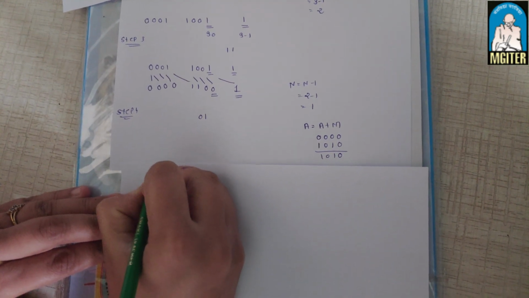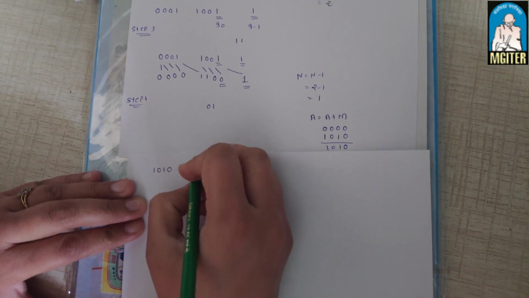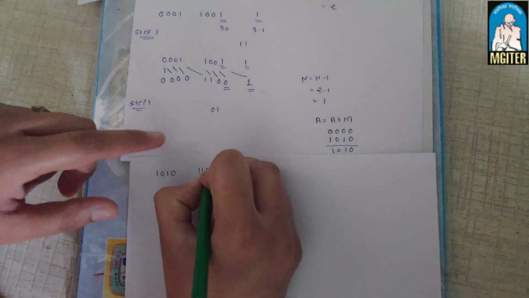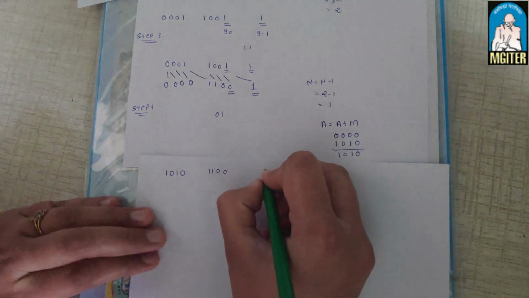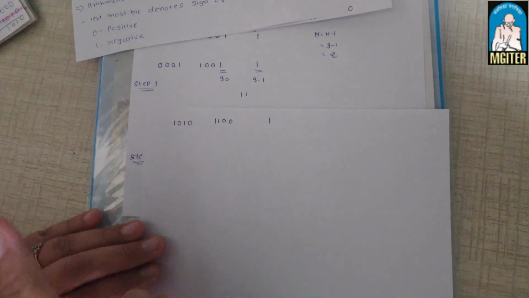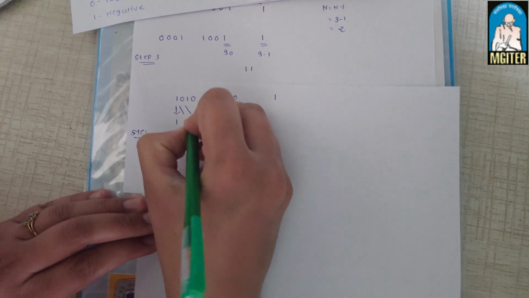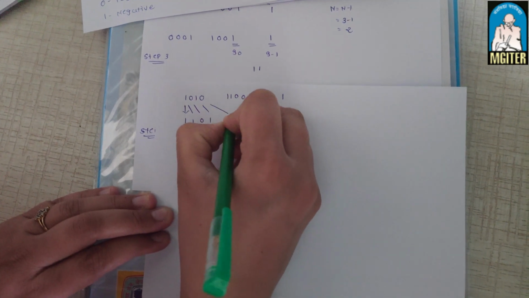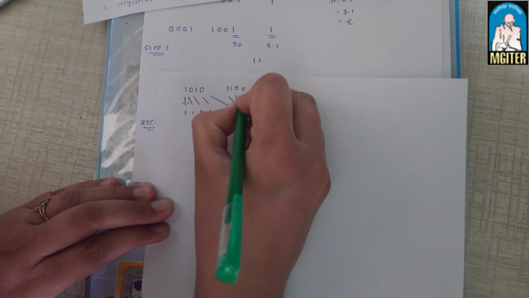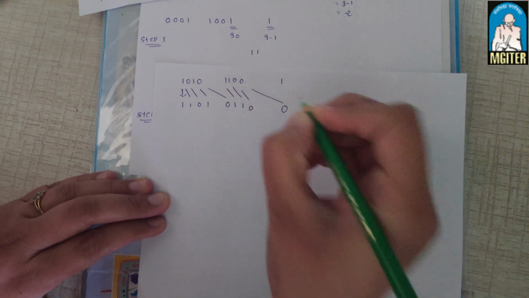Our A is 1, 0, 1, 0 and our Q is 1, 1, 0, 0, which we got in the last step. Here 1. So we perform A is equal to A plus M. Now we have to perform the arithmetic right shift. So this is 1, this is 1, 0, 1, 0, 1, 1, 0 and 0.